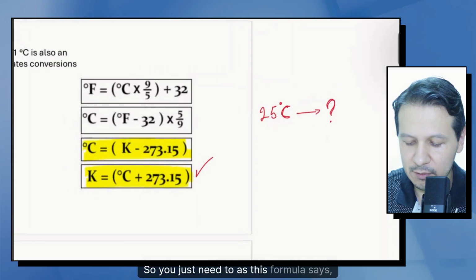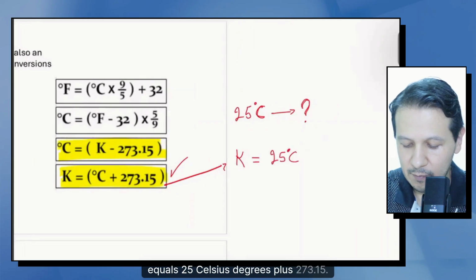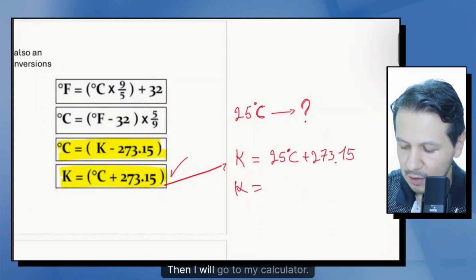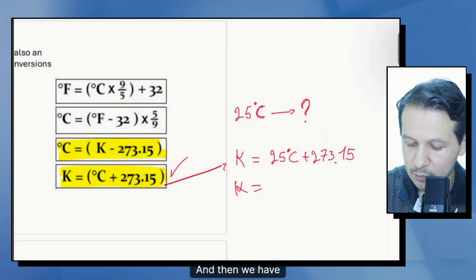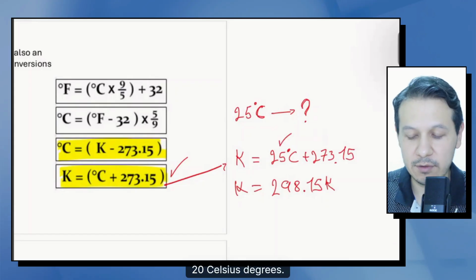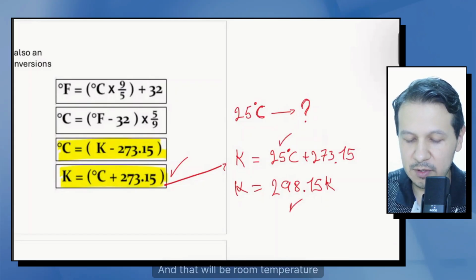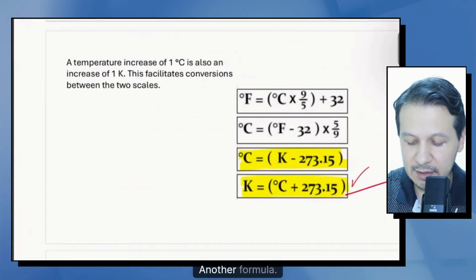So you just need to, as this formula says, Kelvin equals 25 Celsius degrees plus 273.15. Okay, so then I will go to my calculator. That will be 25 plus 273.15, which is 298.15 Kelvin. Okay, so by the way, this is room temperature: 25 Celsius degrees, and that will be room temperature in Kelvin. Another scale conversion that you will use is this one, another formula.